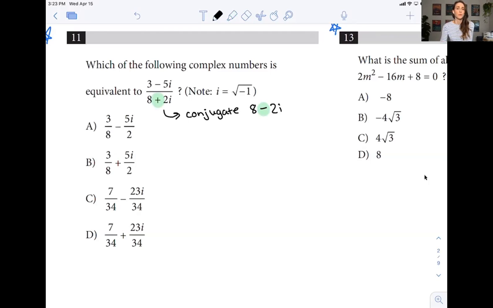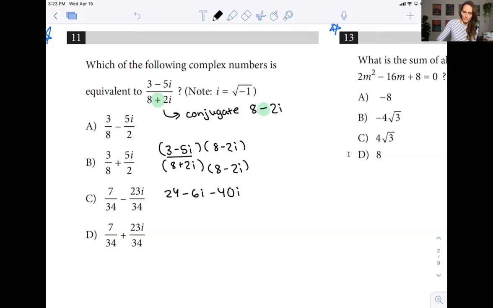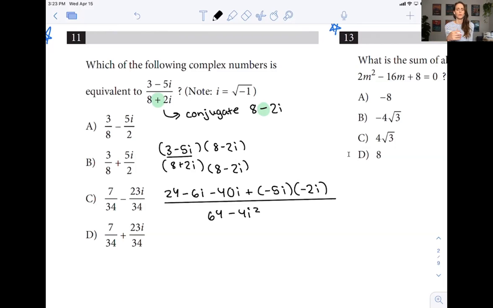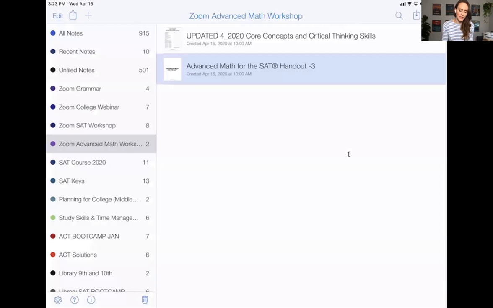We need to multiply both the numerator and the denominator by that conjugate. So we are going to take 3 minus 5i over 8 plus 2i, and multiply both that numerator and denominator by 8 minus 2i. And that's going to give us 24 minus 6i minus 40i plus negative 5i times negative 2i, and that's all over 64 minus 4i squared.